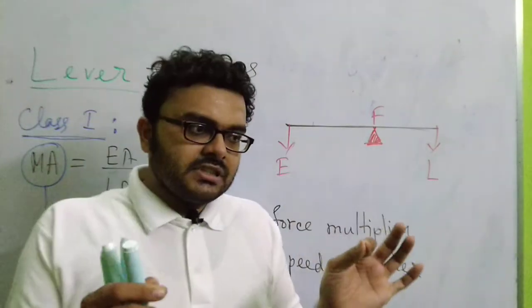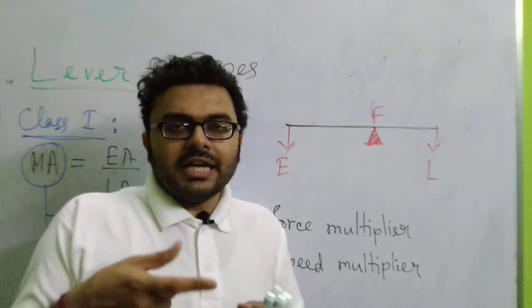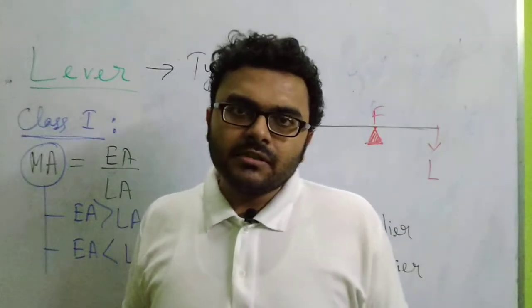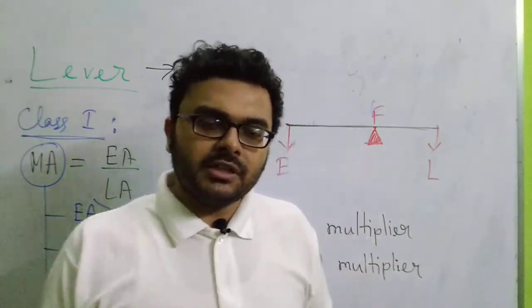Because just imagine, you move your hand a little bit and you cut quite a long piece of cloth easily, very swiftly. So that is actually a speed multiplier.